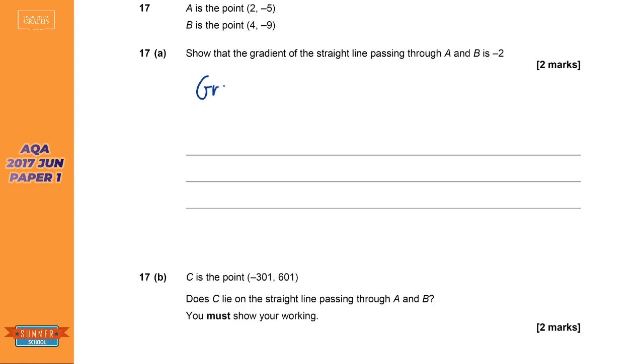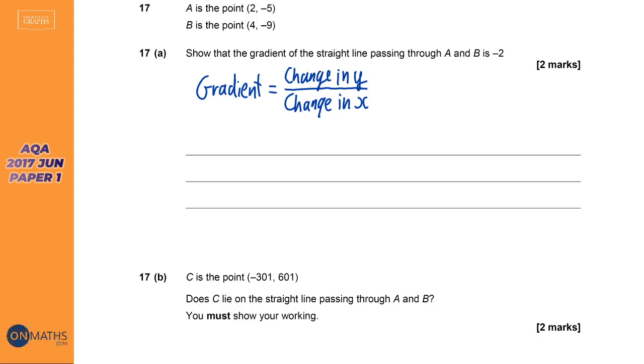So gradient equals change in y over change in x. Now some students get these muddled up because in school you always remember that x comes before y, so some students put x at the top, but this is definitely change in y over change in x, so you've got to remember that formula. Just make sure you remember it.